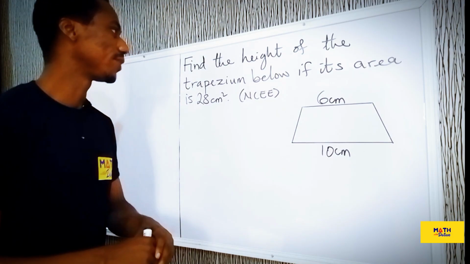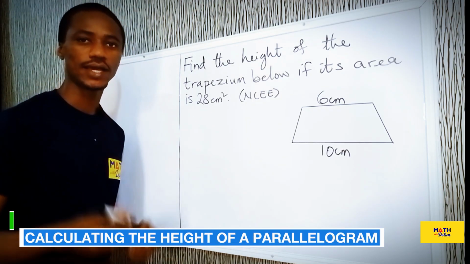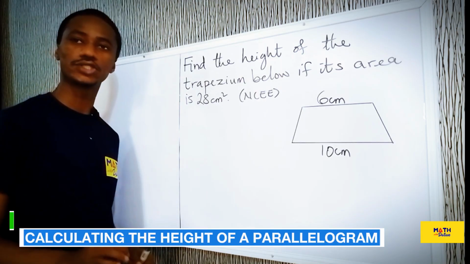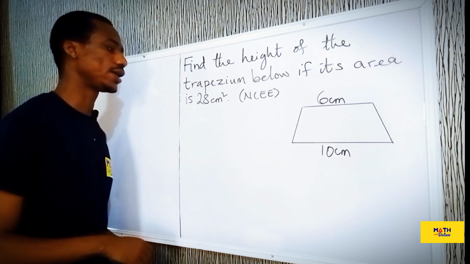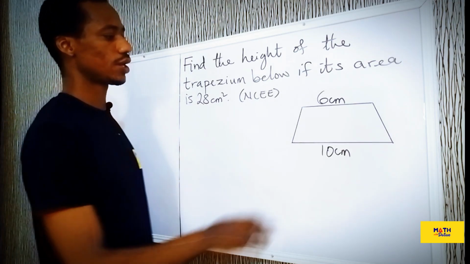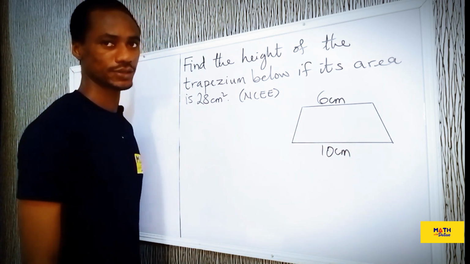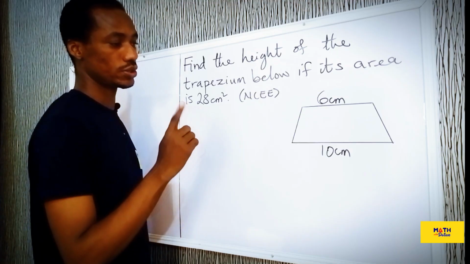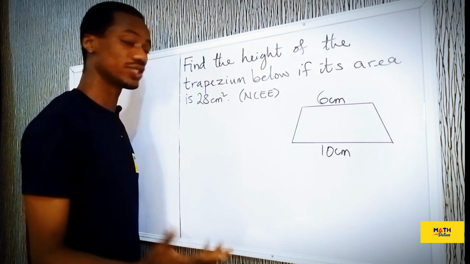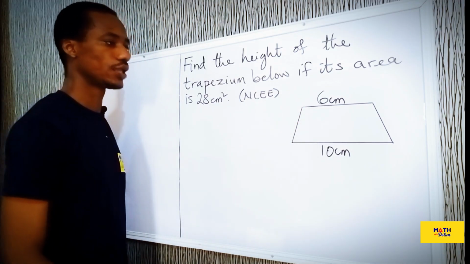Right? Let's solve. Find the height of the trapezium below if its area is 28 centimeters squared. This is the trapezium. We have the two parallel sides, 6 centimeters and 10 centimeters. Remember, a trapezium is a quadrilateral with a pair of parallel sides. It's two opposite sides that are parallel. So this is it. Now we have to find the height.